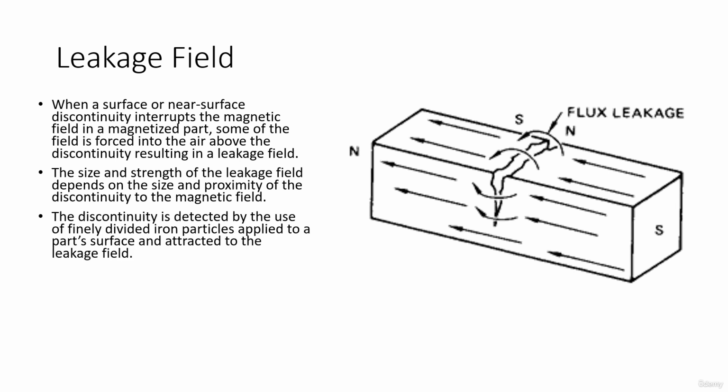The discontinuity is detected by the use of finely divided iron particles. We're going to put those on the surface of the part, and those iron particles are going to show up in that leakage field, in that flux leakage. The particles are going to indicate the presence and location of a discontinuity. If there's some kind of flaw or defect, the iron powder is going to show up there, and it's going to show us where the crack is or whatever other defect happens to be there.